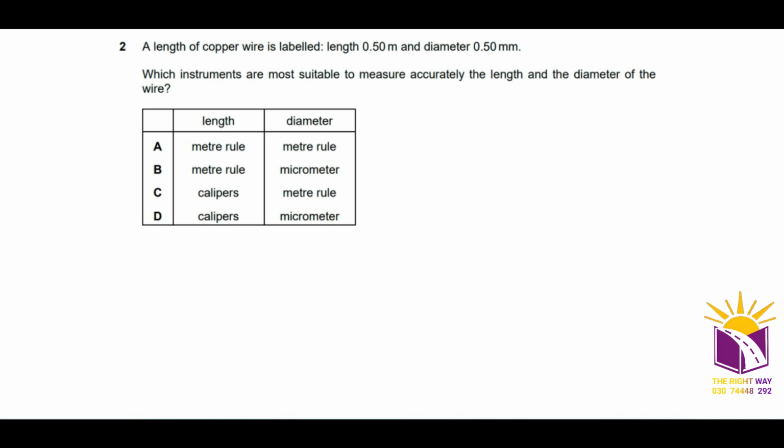Question number 2. A length of copper wire is labeled length 0.50 meter and the diameter 0.50 millimeter. Which instruments are suitable to measure accurately the length and the diameter of the wire?